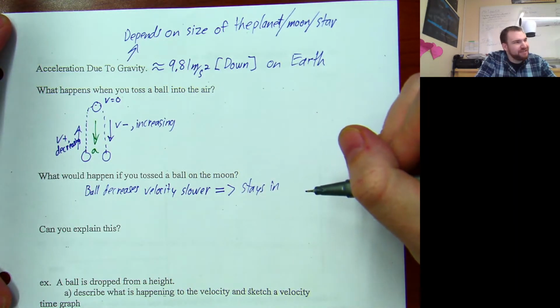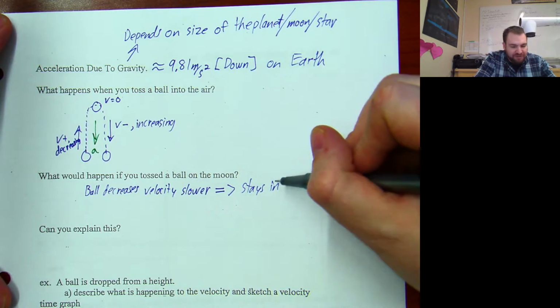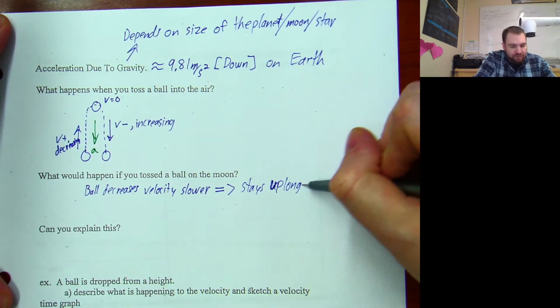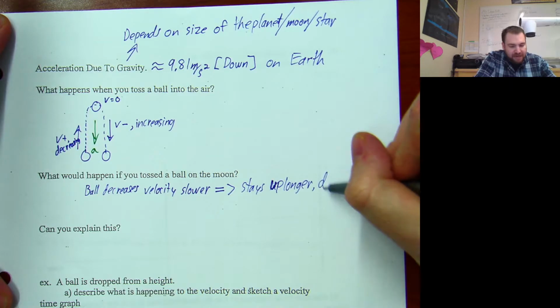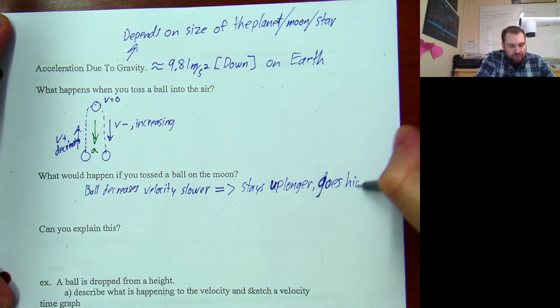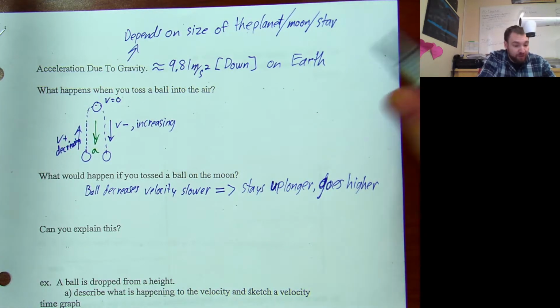In air is not the word we want to use, because there's not a lot of that on the moon. I don't think there's any of that on the moon. I'll say stays up longer, goes higher, and falls slower.